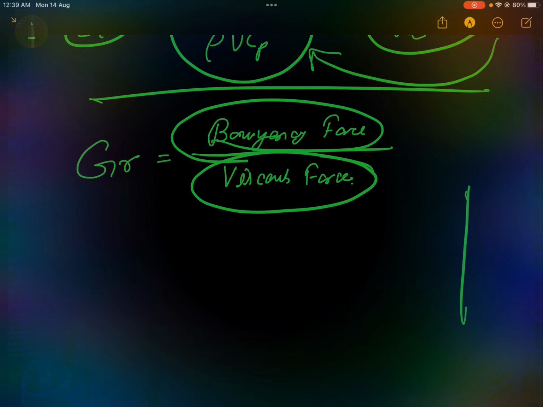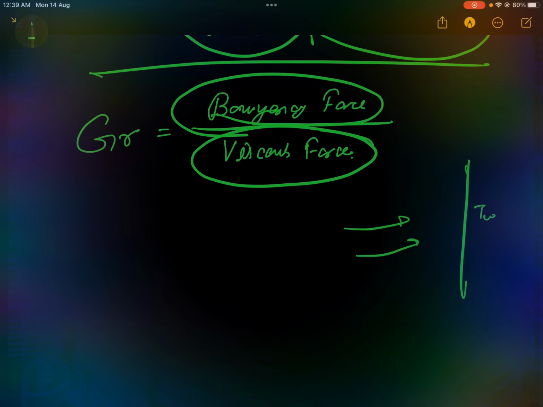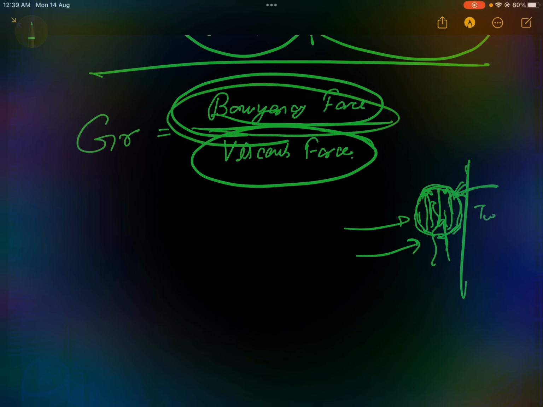Let's say we have a plate which is heated. Let's say its temperature is T wall, the wall temperature, and some amount of air or any fluid is coming and interacting with this wall. We want to know how much the buoyancy, driven by the effect of the wall temperature, dominates with respect to the viscous forces within the layers. That's how the Grashof number is defined.